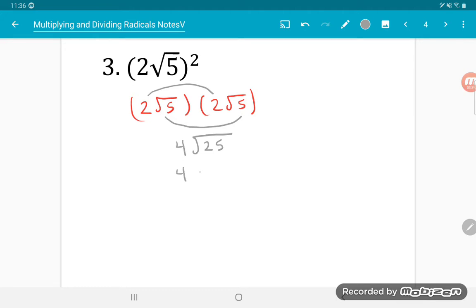You should notice 25 is a perfect square. And when we take the square root of 25, we're left with 5. For the final answer, I multiply 4 times 5. That's all I have left. And that gives me an answer of 20.